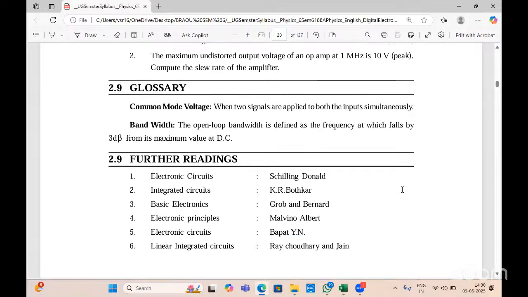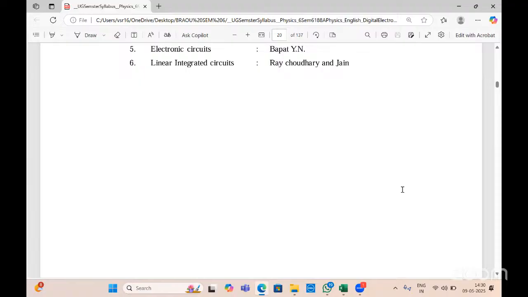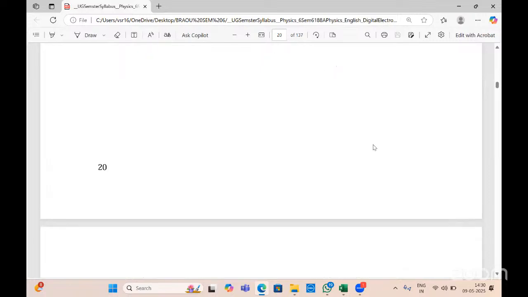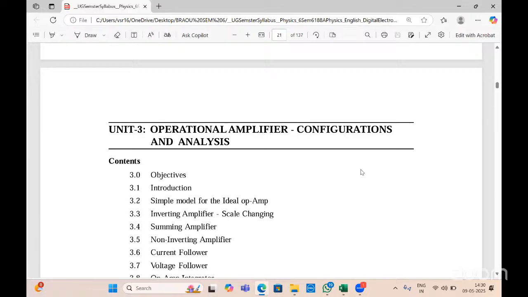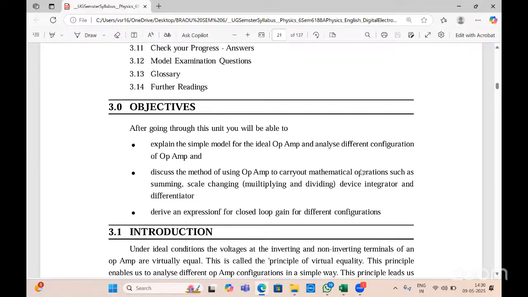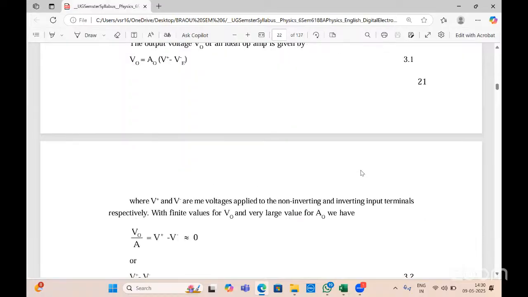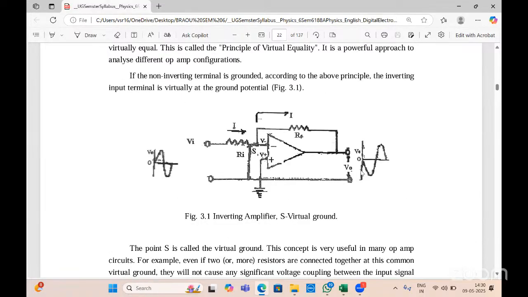So this ends our unit. By tomorrow we will discuss operational amplifier configurations and analysis. So this we will discuss in tomorrow's class.